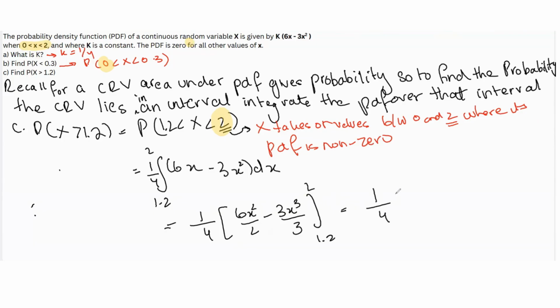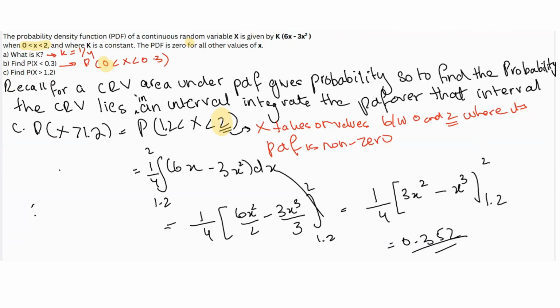And then we just simplify this. So it's 3x squared minus x cubed, from 1.2 to 2. Now just plug in the limits and we will see this turns out to be 0.352, if we first plug in the limit 2 and then subtract from it what we get when we plug in the limit 1.2.